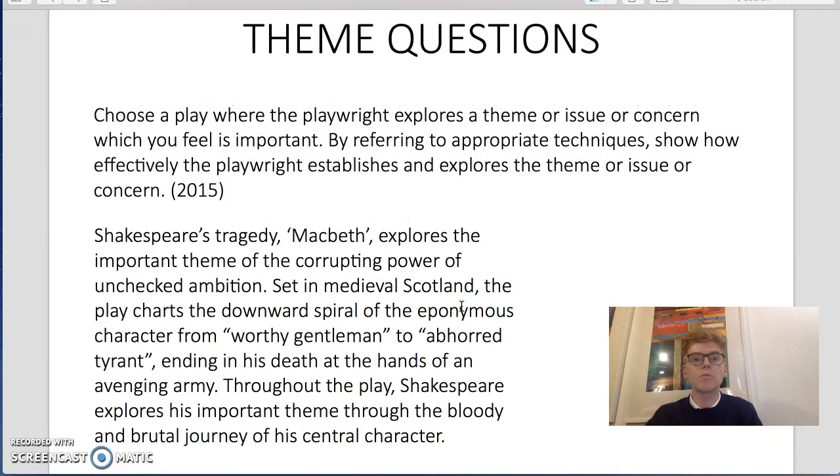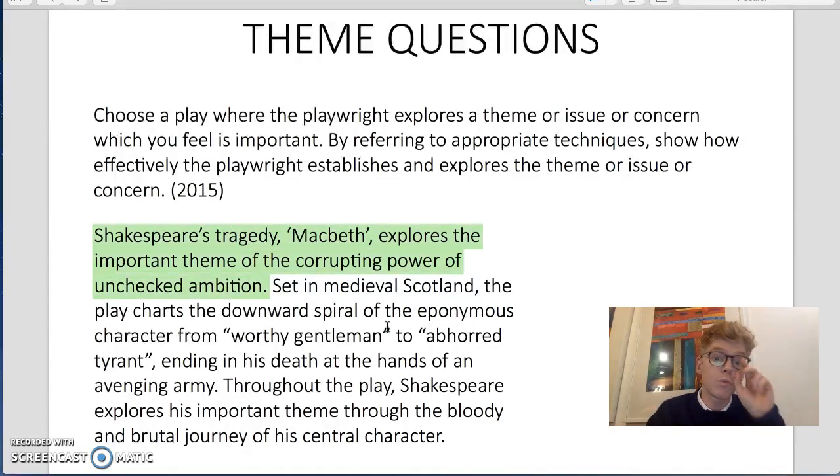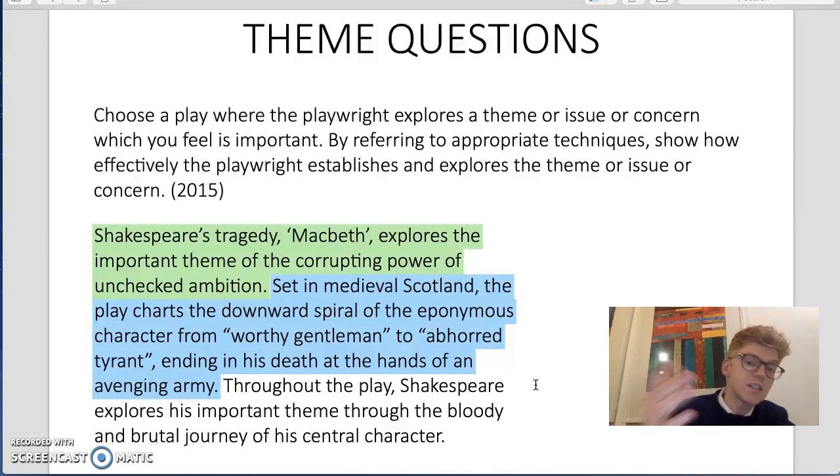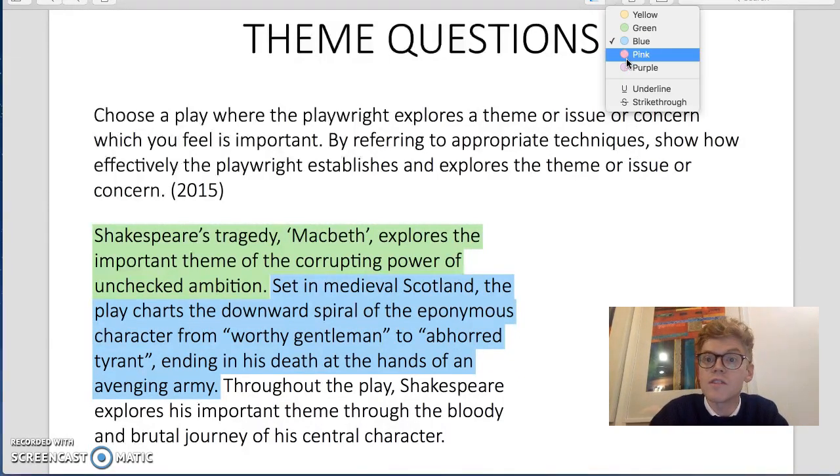Choose a play where the playwright explores a theme or an issue of concern which you feel is important. By referring to appropriate techniques, show how effectively the playwright establishes and explores the theme or the issue of concern. So that first sentence: what's the play, who's the playwright, and what's the theme that you think is important? So Shakespeare's tragedy Macbeth explores the important theme of the corrupting power of unchecked ambition. There it is. Second sentence, exactly the same. It's that one-sentence plot summary. Set in medieval Scotland, the play charts the downward spiral of the eponymous character from worthy gentleman to abhorred tyrant, ending in his death at the hands of an avenging army.